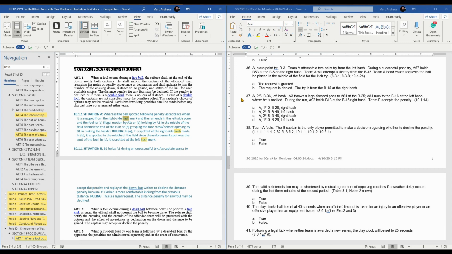Team A fouls. The B captain is the only player permitted to make a decision regarding whether to decline the penalty. I'm not going through all these rule references, guys. This is a new rule this year, and prior to the game, the head coach will notify the referee of the designated representative. It's either a coach or a player who will make decisions regarding penalty acceptance or declination. All right, so the answer is false.